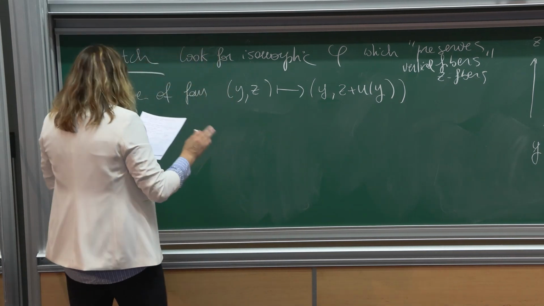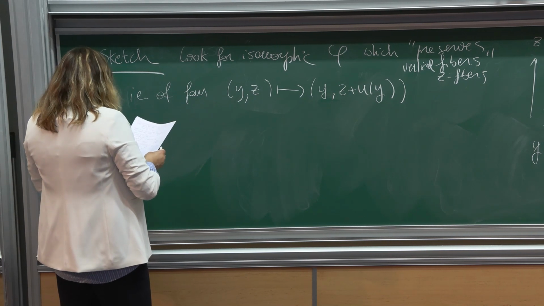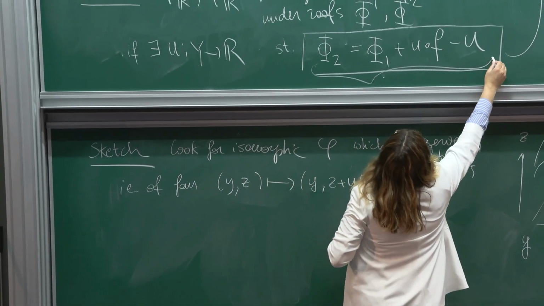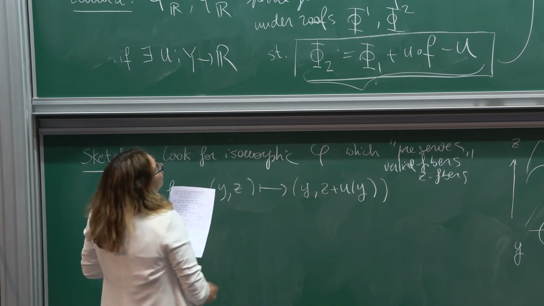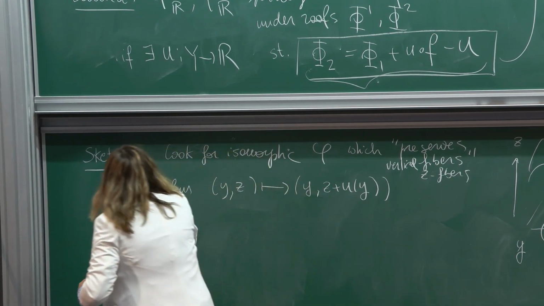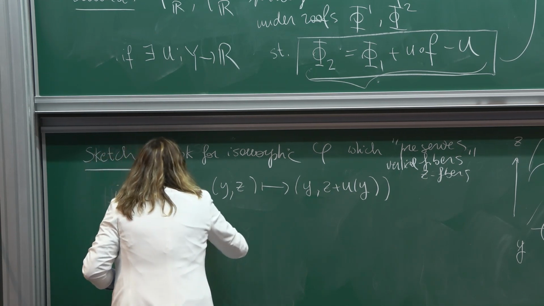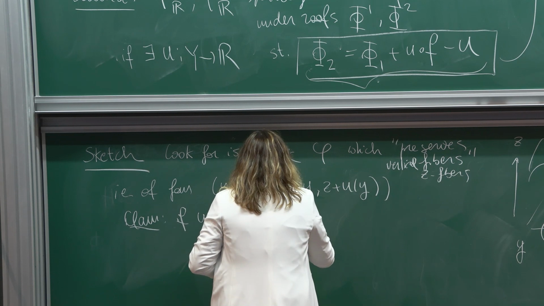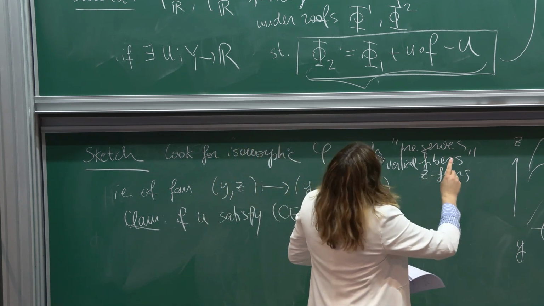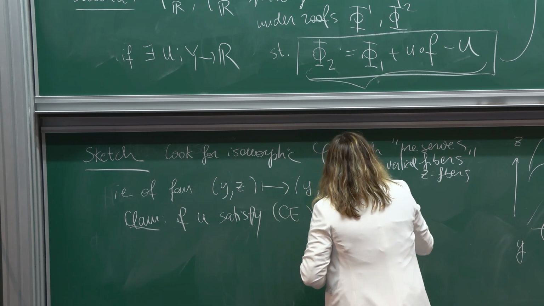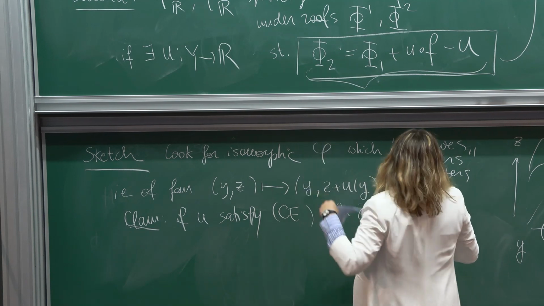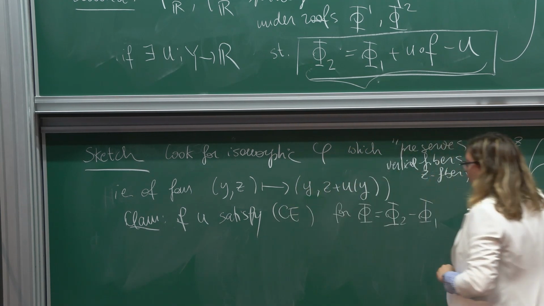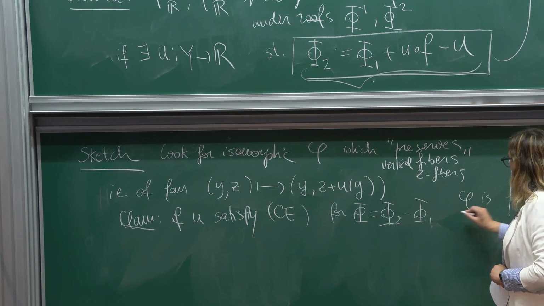So let me just show a bit. I want to convince you that if you have this relation, then you can find an isomorphism of this form. The claim is that if u is a solution, a transfer function for this, satisfying the cohomological equation, we call it the cohomological equation for phi, which is phi2 minus phi1. This is the content of the lemma. I claim that phi is an isomorphism.